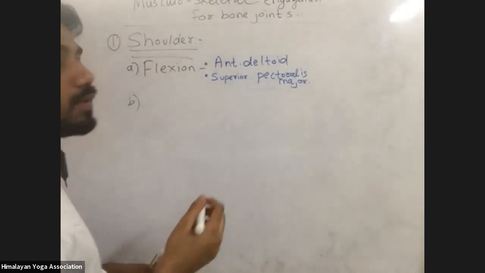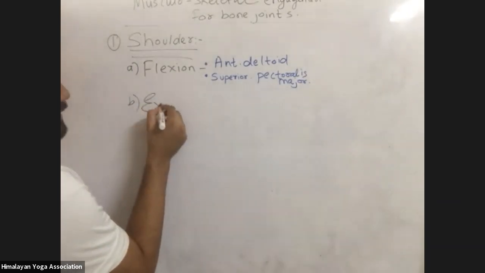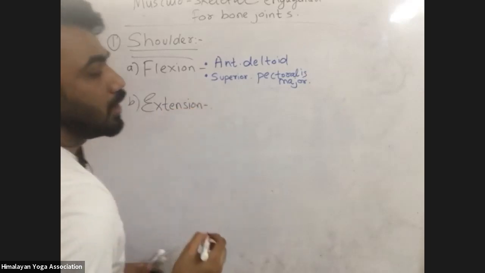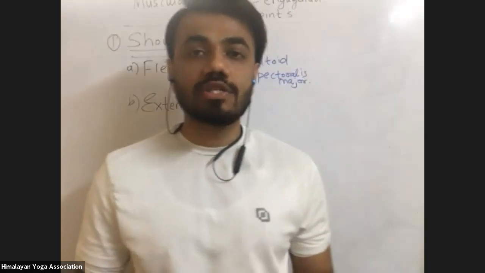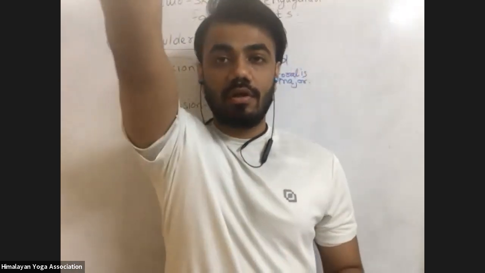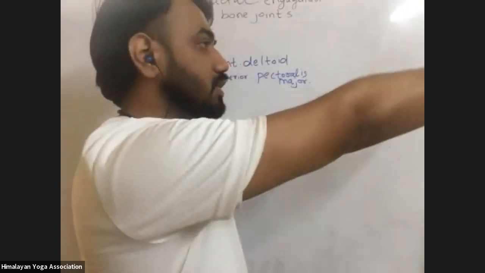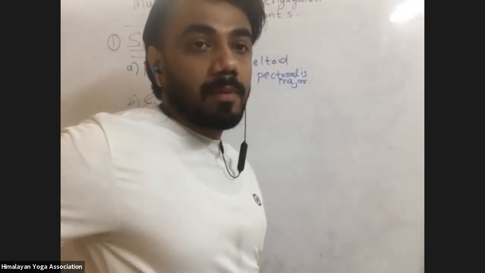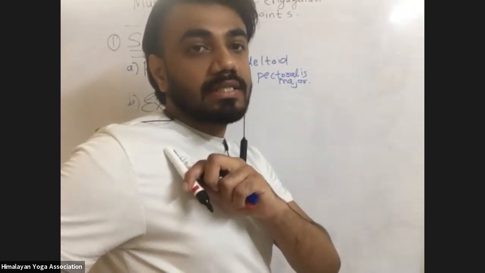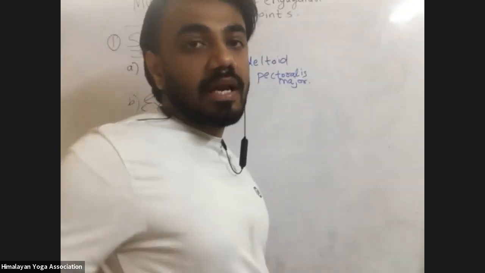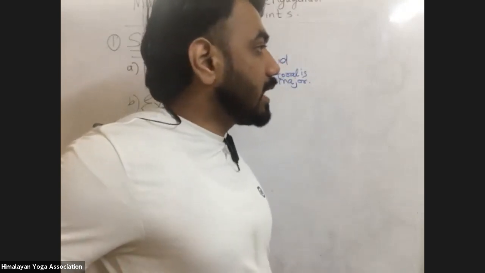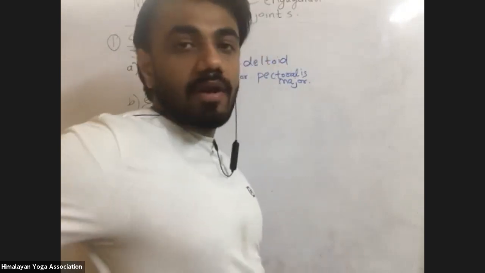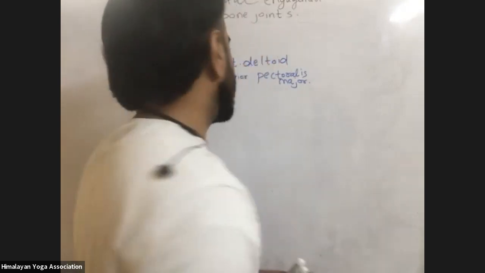Yes. Now we have extension. What will be the extension movement? The first movement was flexion, which is the arm in front. Extension is when we bring the arm back behind. Our shoulder joint is extended. Which muscles get engaged when we bring the arm back? That is the posterior deltoid, and our lats at the sides also get engaged.